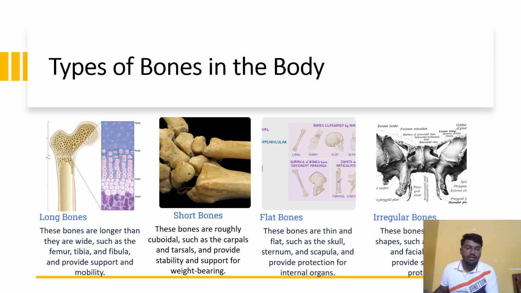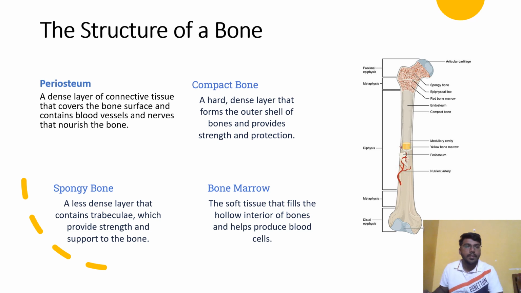Then irregular bone. These bones have complex shapes such as vertebrae and flexible bone, and provide support and protection. The structure of bone. Periosteum, a dense layer of connective tissue that covers the bone surface and contains the blood vessels and nerves that nourish the bone.